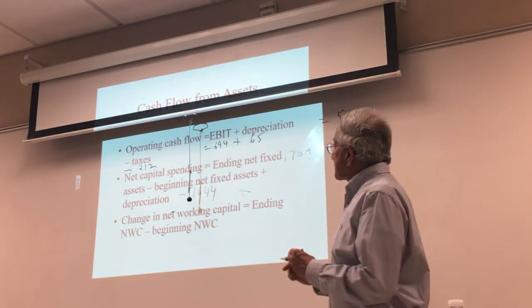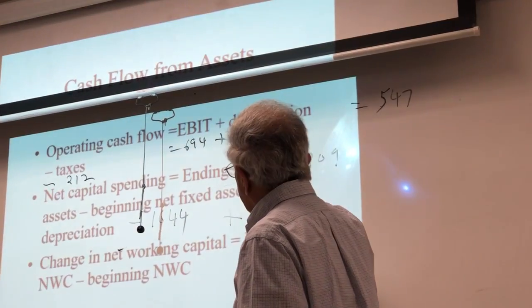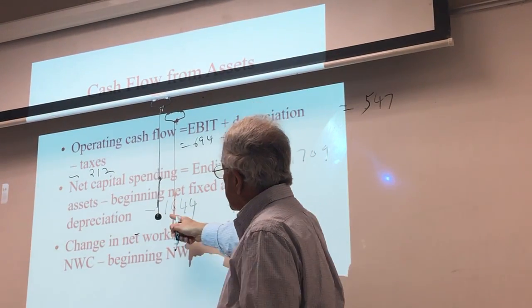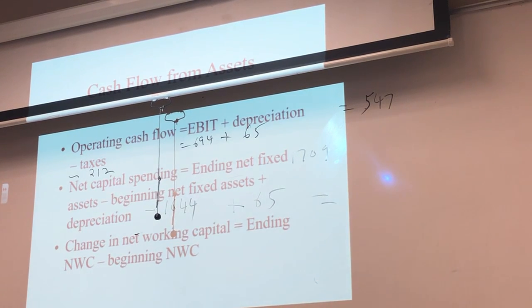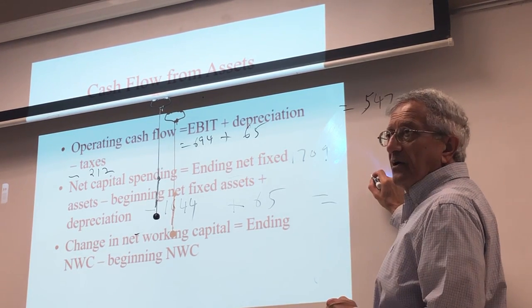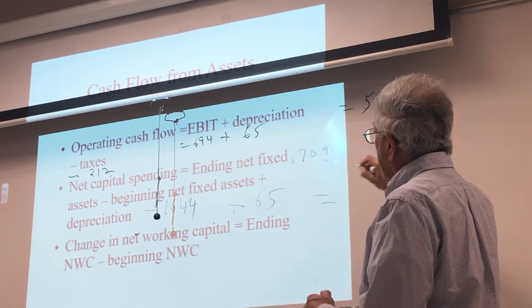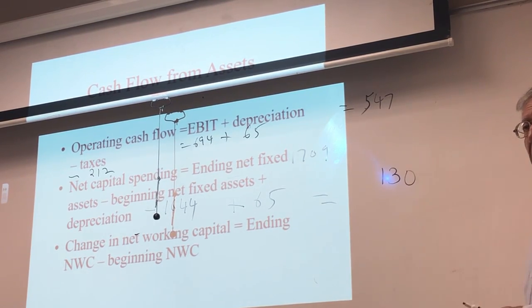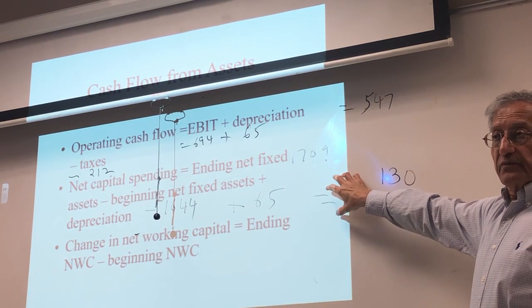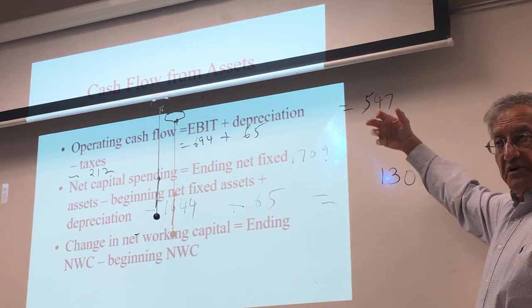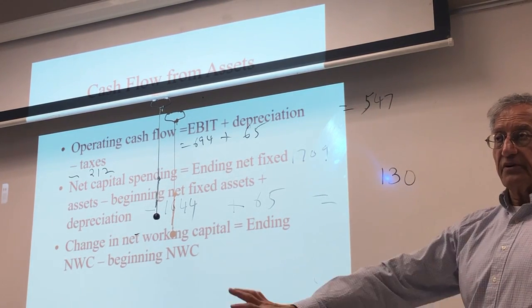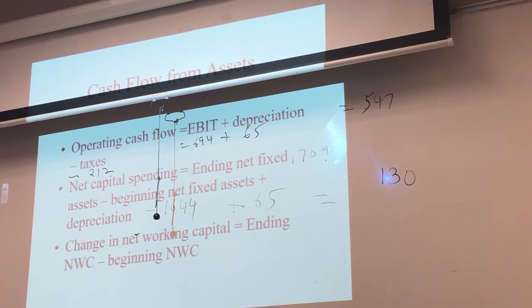And depreciation, we have used that number before, which was 65. So the same number. So this number minus this number plus this number will give you how much Facebook invested in fixed assets, property, plant, equipment, and this is how much? 130. Okay, so this is an investment, so we'll put a negative sign in front of it. So this is cash coming in, and this is cash going out. Okay, investments, new investments.